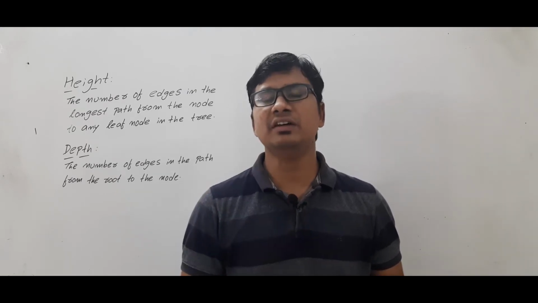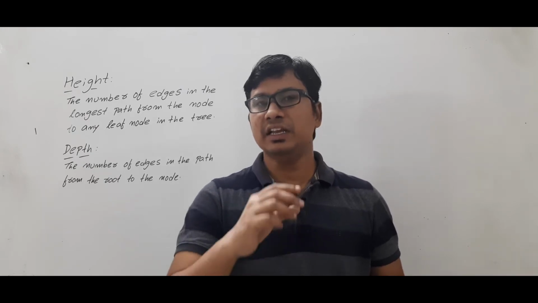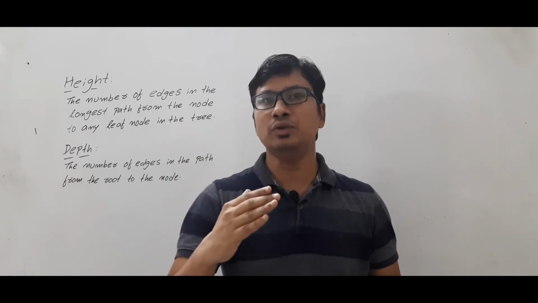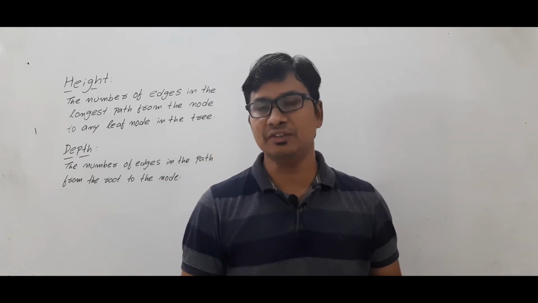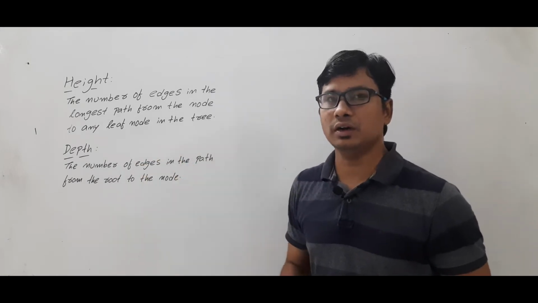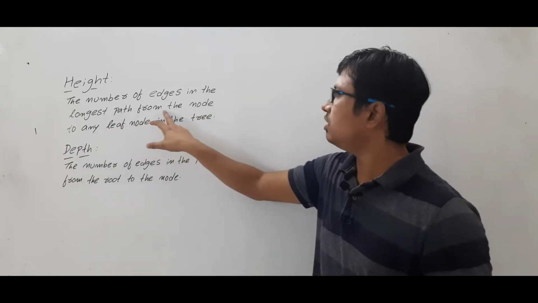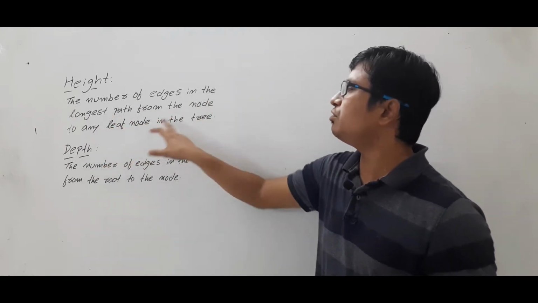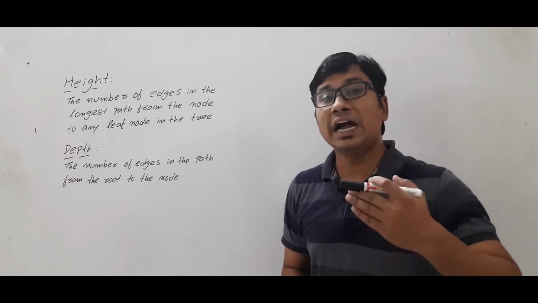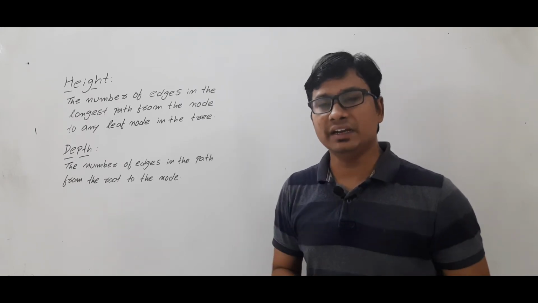First, let me define the height of a node. The height of a node can be defined as the number of edges in the longest path from that node to any of its leaf nodes. That is what I have written here. If you want, please note down the point. The number of edges in the longest path from the node to any leaf node in the tree is called the height of the node. Now, the height of the root node is equal to the height of the binary tree.